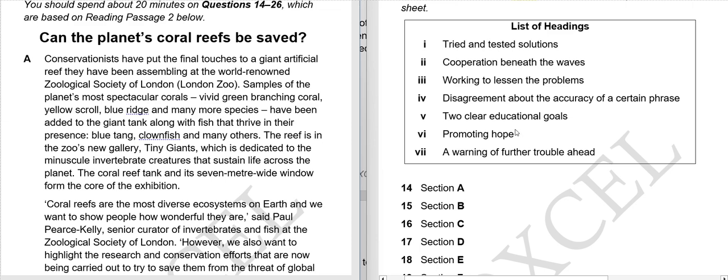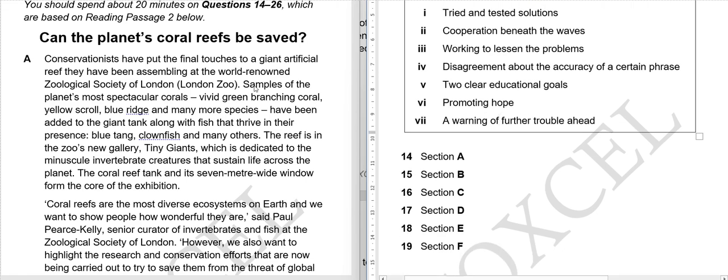Promoting hope. Promoting hope would be something optimistic, hopeful, and the grammar for this should be in past, present, or future. Yes, give me an answer. Hopefully you got it right. You said future because hope is always for the future. Past and present, whatever has happened or is happening is happening. You can't hope. You can only hope for the better in the future. A warning for further trouble ahead. Again, this is for the future, but this is for something negative, and this is for something positive.